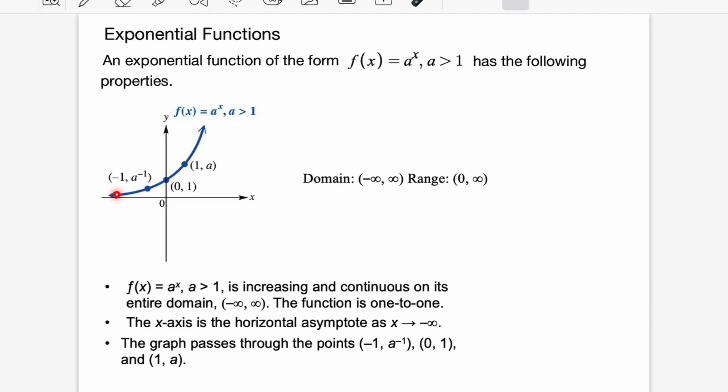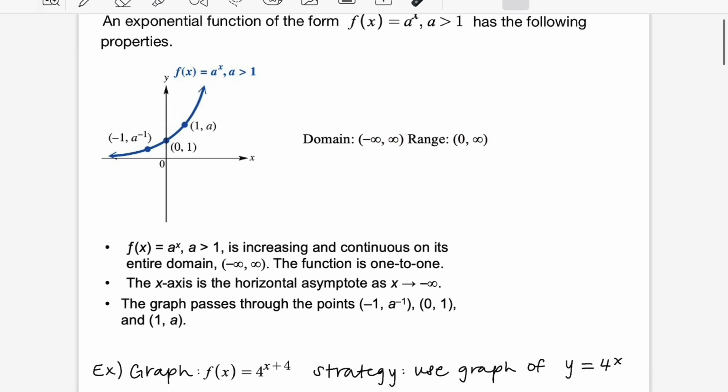First, the graph is of this shape here, where the domain is going to be all real numbers, and the range is all numbers greater than 0. So we'll see that our function is going to be increasing and continuous on its entire domain, and the function is one-to-one. Additionally, we know that all of the output values are going to be greater than 0, and they're not going to cross our x-axis here, so we're going to have a horizontal asymptote on this x-axis. And lastly, we know that our graph is going to pass through these points here for whatever a value we have. So we'll look at an example of this here.